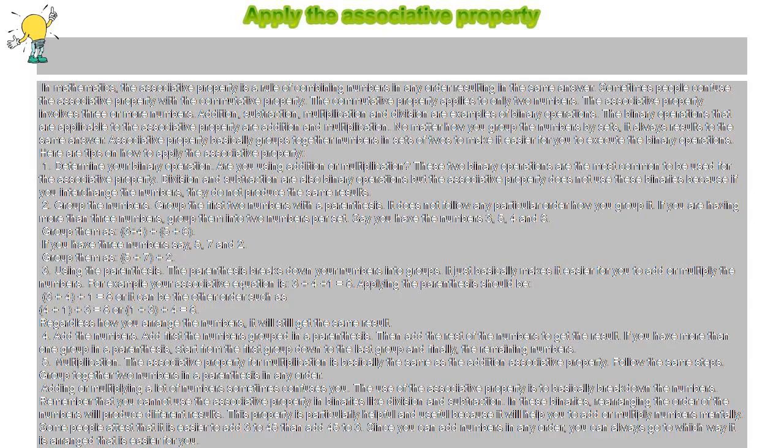Apply the associative property. In mathematics, the associative property is a rule of combining numbers in any order resulting in the same answer. Sometimes people confuse the associative property with the commutative property. The commutative property applies to only two numbers. The associative property involves three or more numbers.